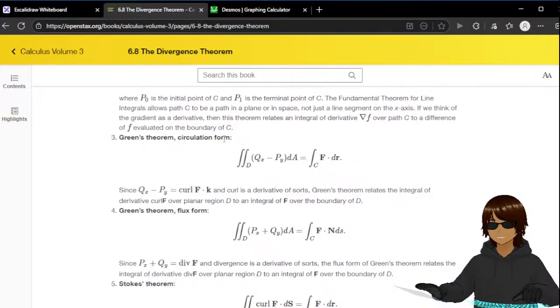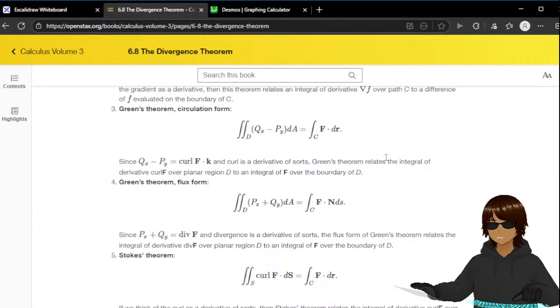Green's theorem, circulation form. Okay, we have this as curl F dot k. The curl is the derivative of sorts. Green's theorem relates the integral of the derivative curl F over planar region D to an integral of F over the boundary of D.